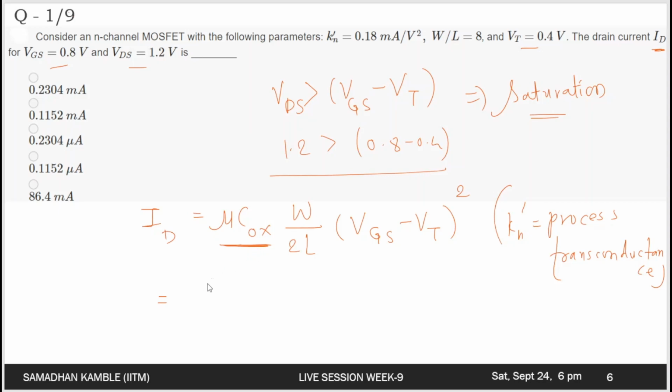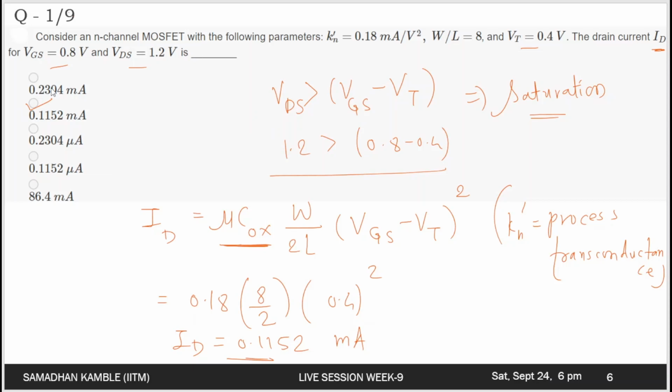Mu Cox, which is nothing but Kn prime, is 0.18 milliamp per volt squared, and W by L is 8 by 2. Somebody has just typed the answer. I'll just substitute and write it for you as well. 0.18 times 8 by 2 times VGS minus VT, which is 0.4 squared. So we get the value of ID as 0.1152, as correctly mentioned by Kyle R. So the answer is 0.1152.